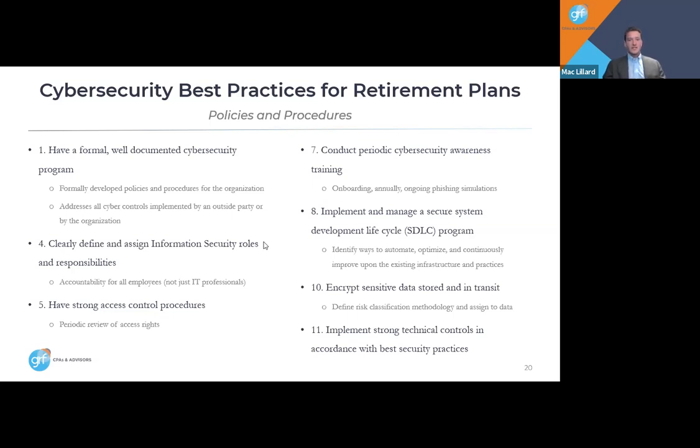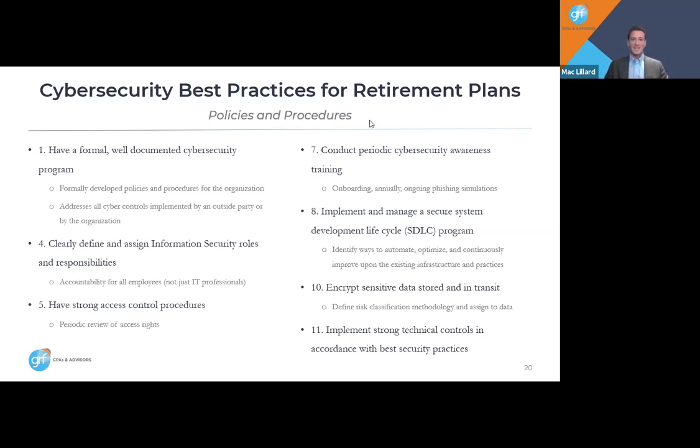Jumping into number 7 is conducting periodic cybersecurity awareness training. So this, again, I'm going to talk about the ongoing phishing simulations that we heavily recommend to all of our clients. At a minimum, everybody should have an onboarding training program, something that goes through the policies and procedures for the organization, outlines some best practices as to how to identify phishing emails, how to report incidents within the organization to the managed service provider or to your help desk, internal IT person, and then having something as an annual refresher, something that's going to cover best practices, emerging issues, go through new schemes or techniques utilized by hackers for social engineering or targeted phishing campaigns.